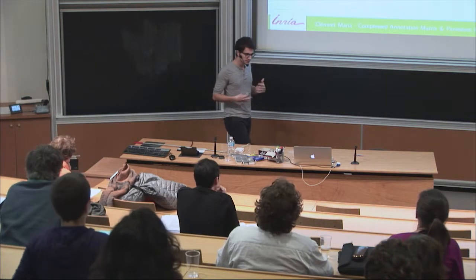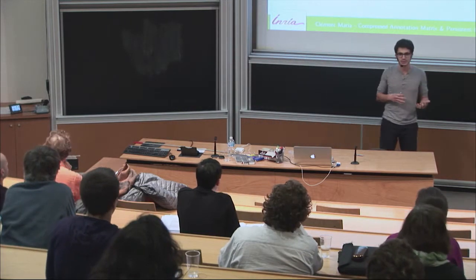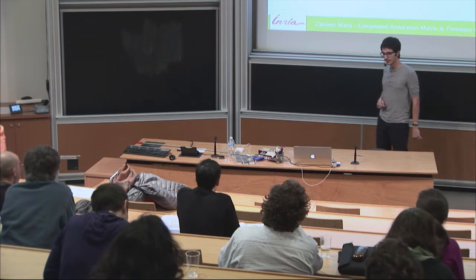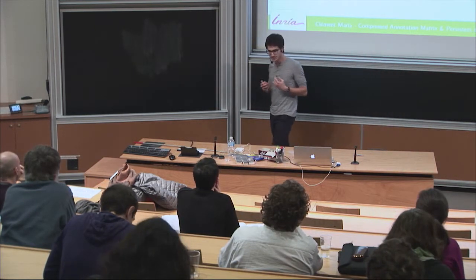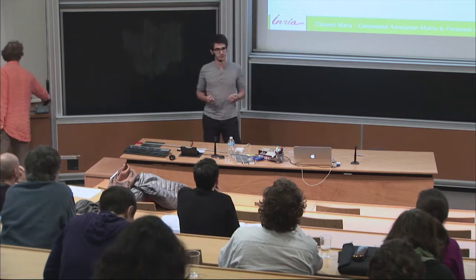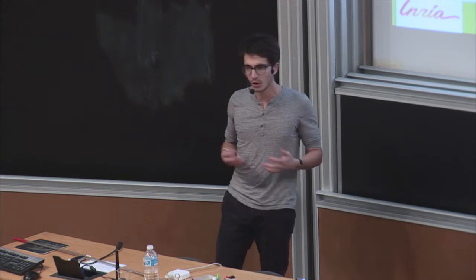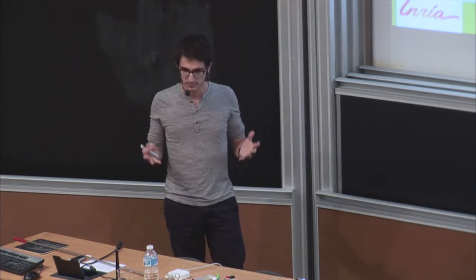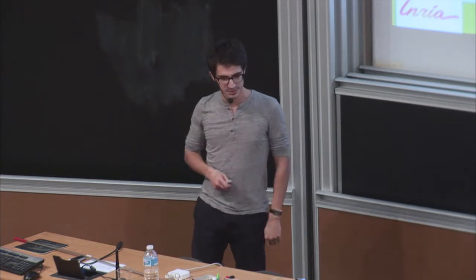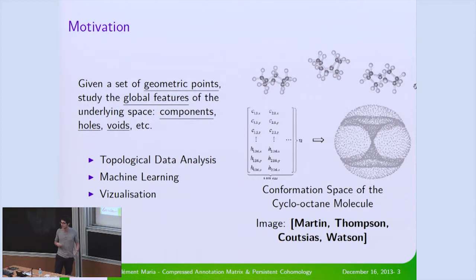So first I will give some motivation. Why do we study topology? Why do we use persistent homology? Homology is the study of the global features of a shape. By global features, I mean connected components, holes, voids, and higher dimensional shapes. This is really useful in topological data analysis, in machine learning, visualization.